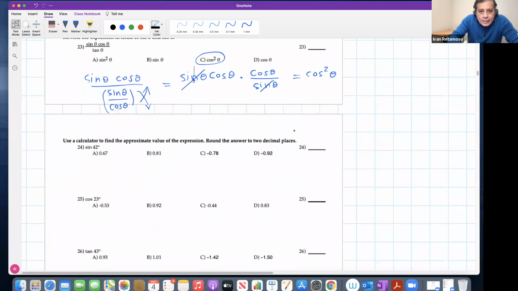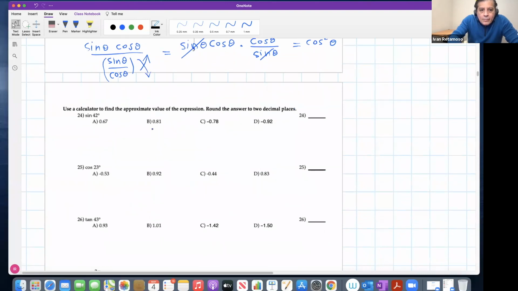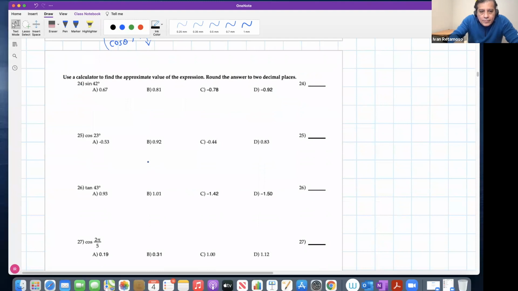Very good, guys. Okay, so now these are computational questions, right? I'm going to just do a few. Let's do the first one, right? In the calculator, can you figure out what is sine of 42 degrees and round it to two decimal places, right? Rounded.